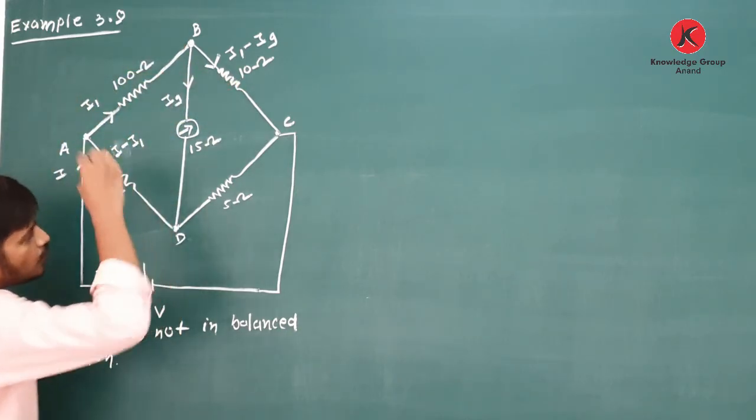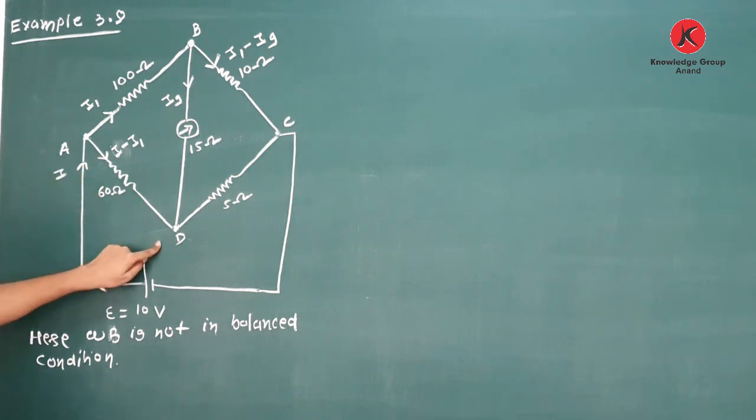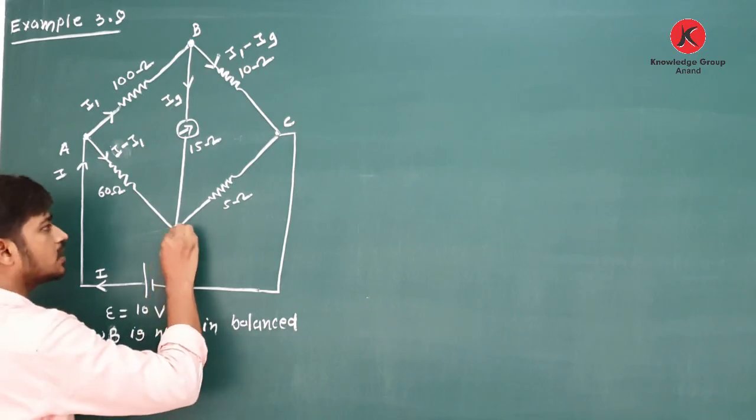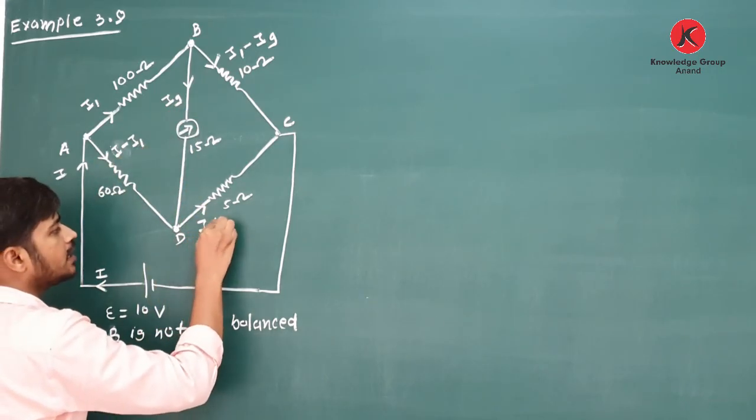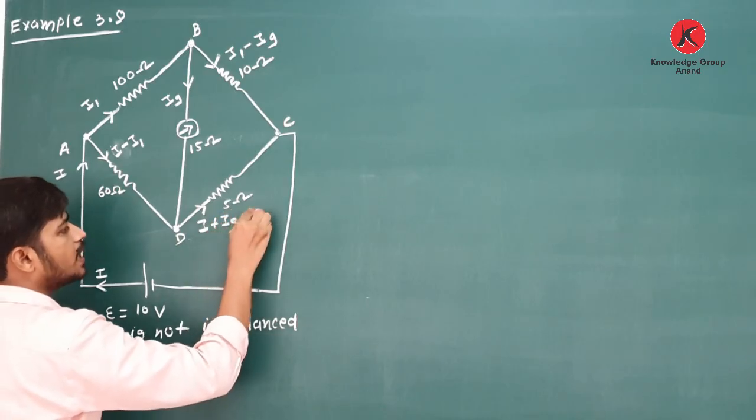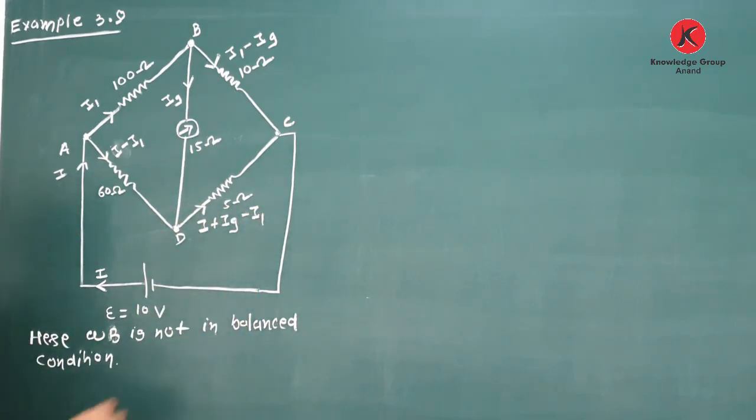What happens at point D? From this, I minus I1 enters. From this branch, Ig enters. So what is total current leaving this side? Addition of these two. Means it is I plus Ig minus I1. Clear about this?